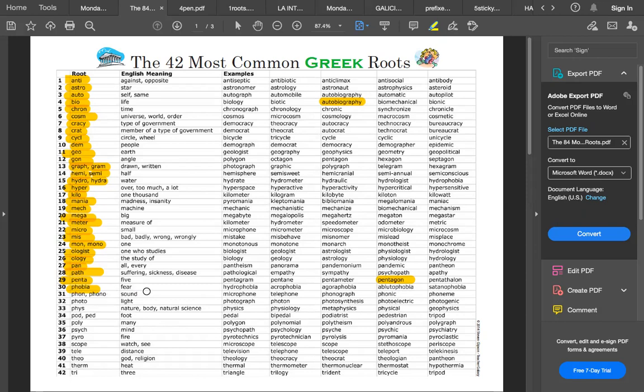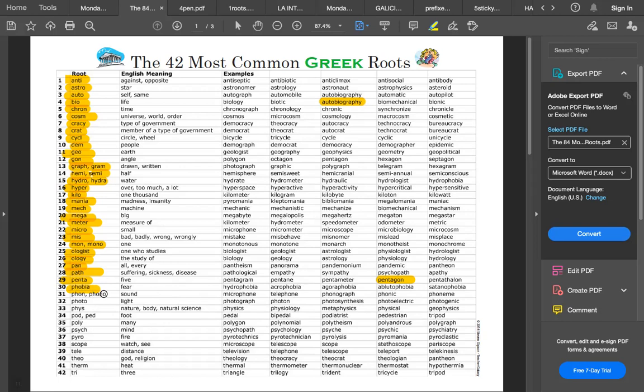Ablutophobia is the fear of bathing, cleaning, or washing. Oh, that's a gross one. Yeah, fear of getting clean. That's gross. You know kids are like that, right? Little boys. Phone or phono means sound. Microphone, telephone, phonograph.